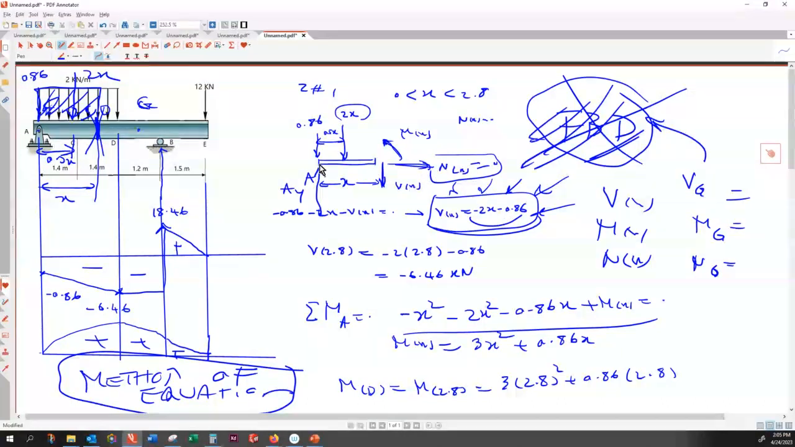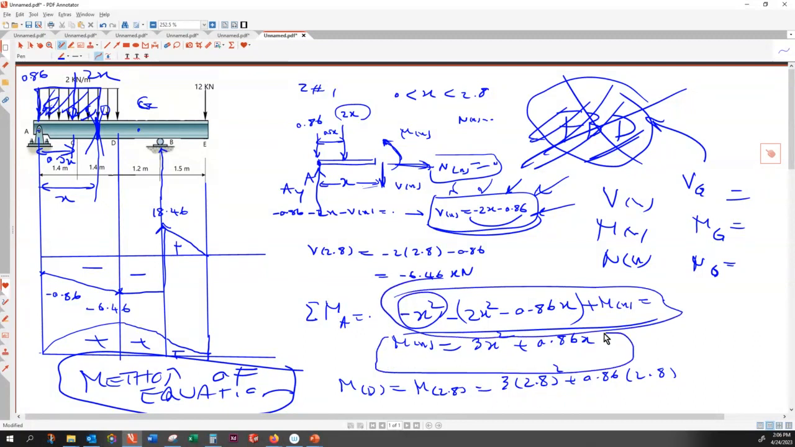M of X, let's take rotation with respect to A. That is 2X multiplied by half X, which is X squared, but that is in the negative direction. That's clockwise, that's negative. The second one is V of X, which we already have, multiplied by the arm of rotation, which is X, and the sign is negative, minus V of X multiplied by X. And finally, you have a positive rotation, which is M of X. So if you reorganize that, it would be your expression of M as a function of X.